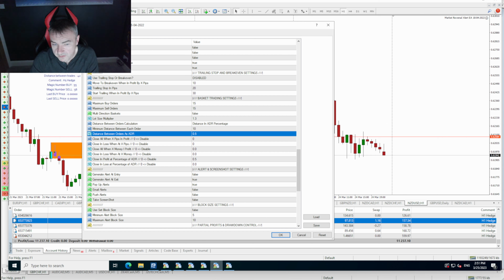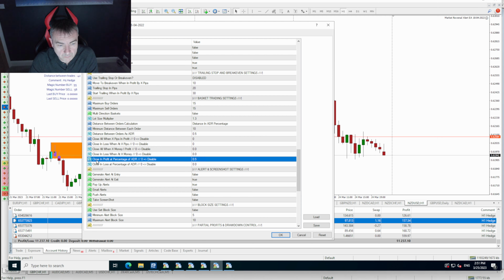And then we have our targets here, as you can see, which is closing in profit at a percentage of ADR. So we're closing all of our trades out when they get to a total of half an ADR in profit. Yeah, so the average daily range on this particular pair is 84, which is shown on the dash here. Half of an ADR is 42. So as soon as we push and pull back down 42 pips in our favor, we exit position and bank the profit.